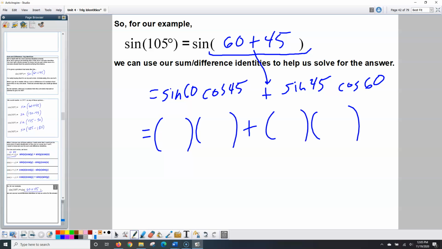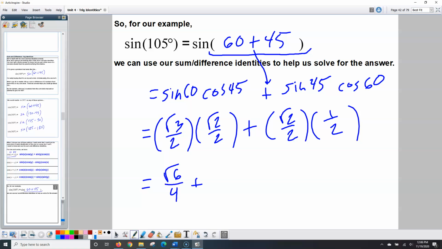And we know what the sine of 60 is. It's in that first quadrant. Sine of 60 is square root of 3 over 2. Cosine of 45 is square root of 2 over 2. Sine of 45 is square root of 2 over 2. And cosine of 60, that's the x value, that's 1/2. We're going to multiply these together, get square root of 6 over 4 plus square root of 2 over 4. And we're going to write that all over one fraction.